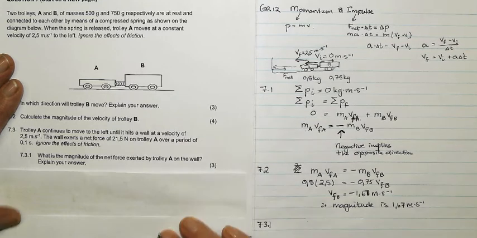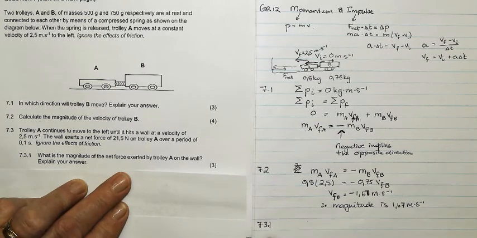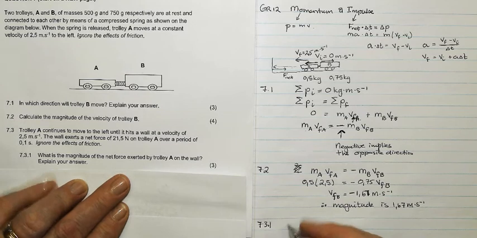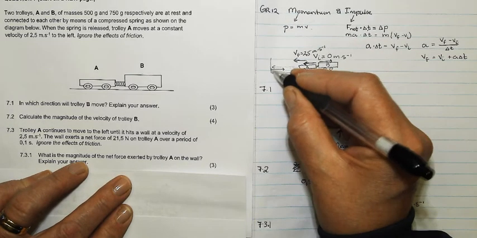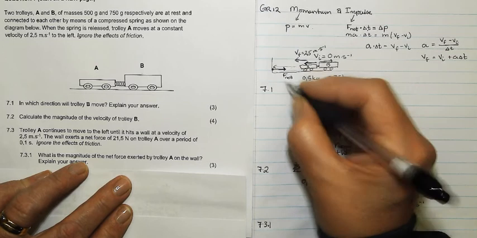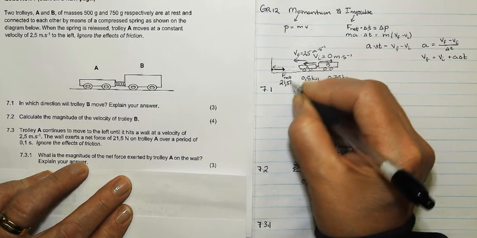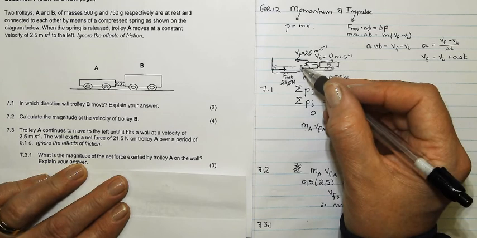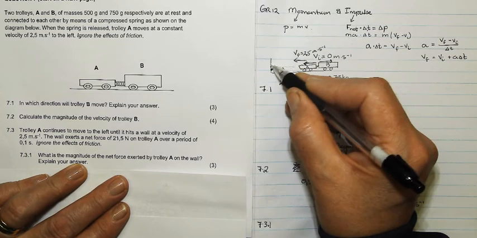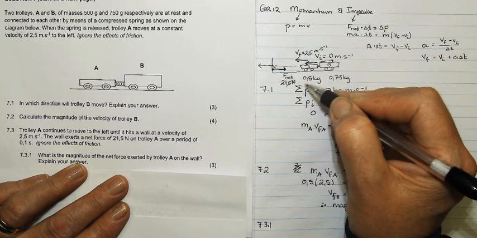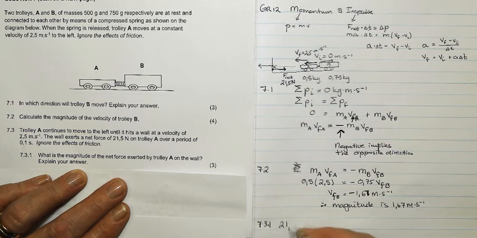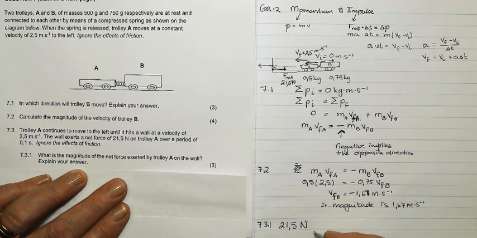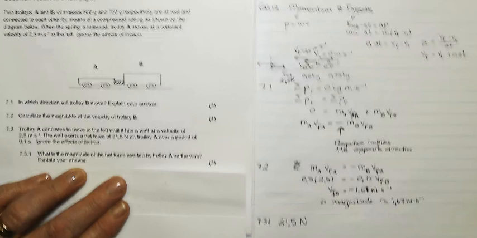So we have, what is the magnitude of the net force exerted by the trolley A on the wall? And once again they use the word magnitude. Now here, if the wall exerts a force of 21.5 newtons on the trolley, according to Newton's third law, the trolley will exert a force of 21.5 newtons on the wall. So the answer is 21.5 newtons. And it's an application of Newton's third law.